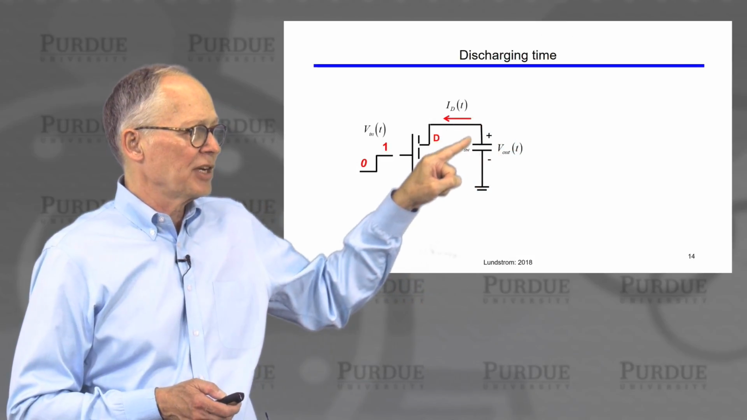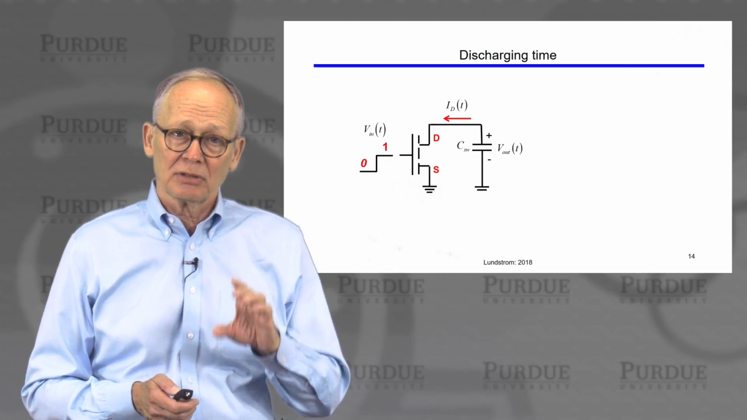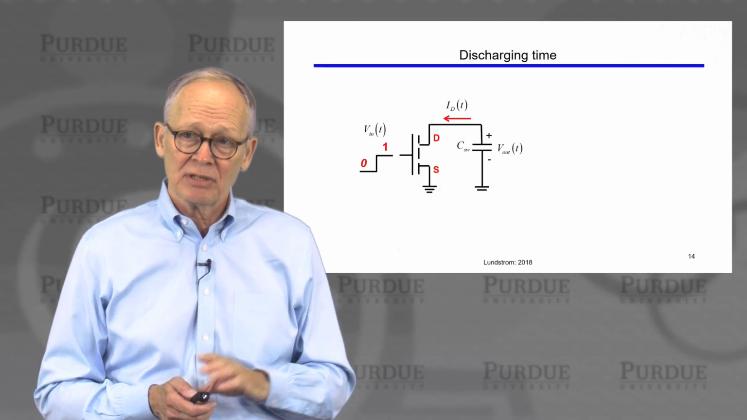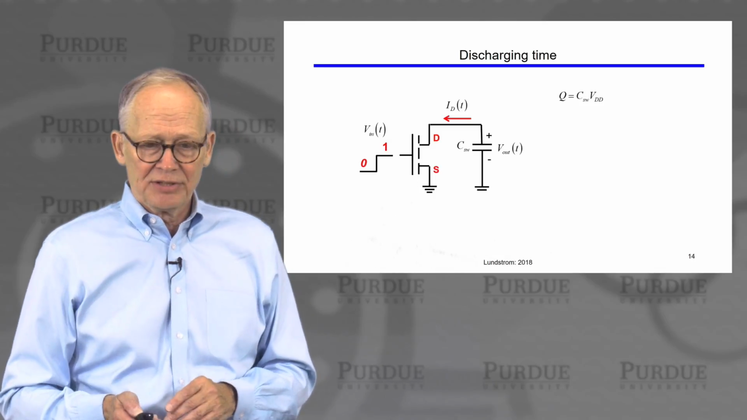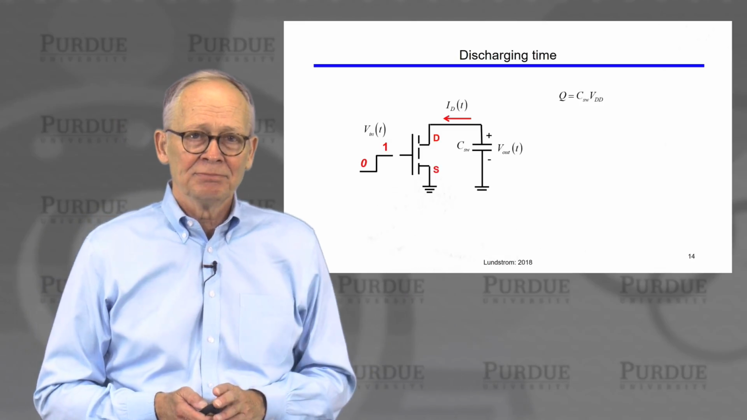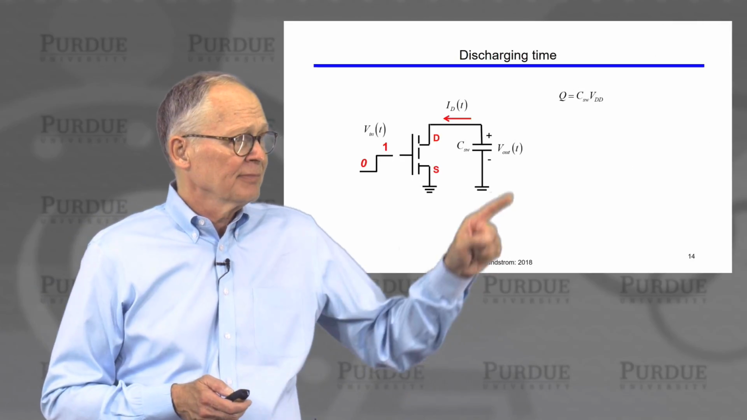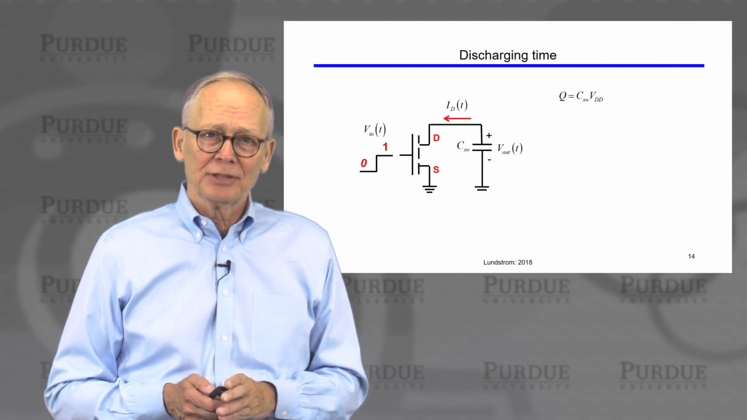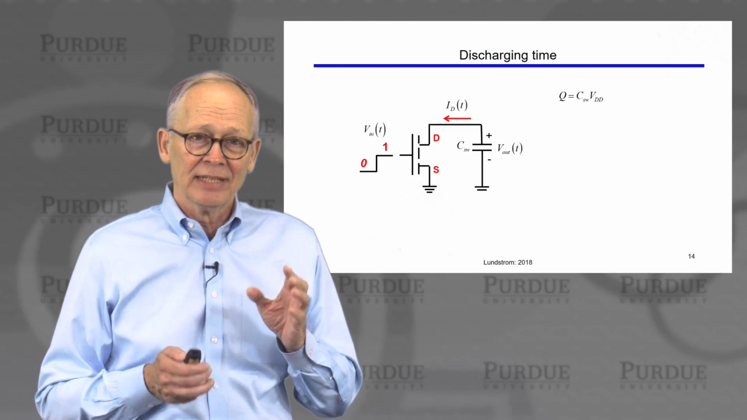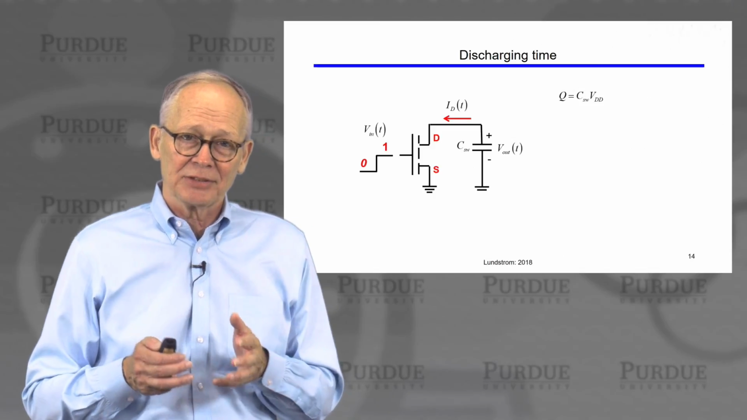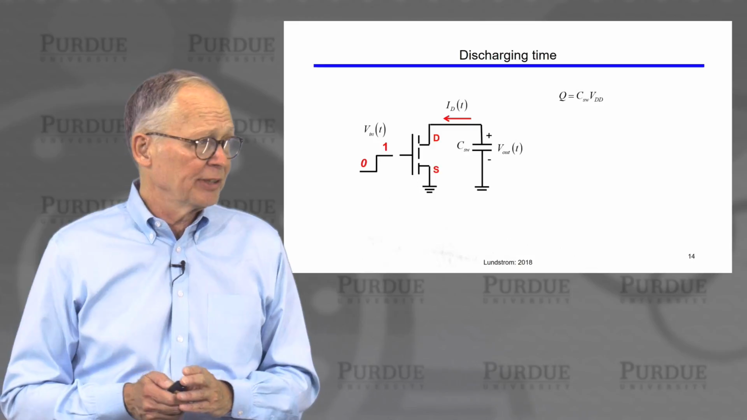Current flows through the N-channel transistor. There will initially be a large voltage across the terminals, so the transistor is in the saturated region. A large current will flow out of the capacitor into ground and will discharge that capacitor. So the question we have is, how long does it take to discharge that capacitor? Well, we remember from our basic electrical engineering course that the charge on a capacitor is capacitance times voltage. So we know what the charge was initially that was stored there.